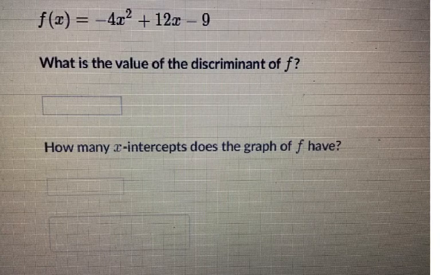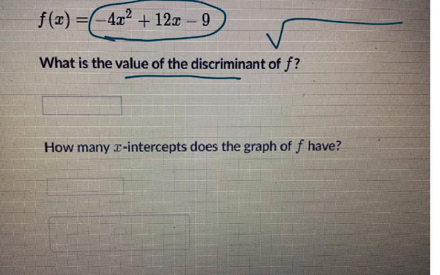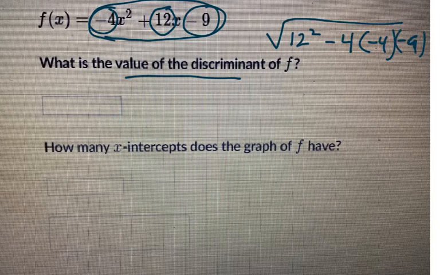This time, they did not give us a graph. They gave us the equation, though. So, what is the value of the discriminant? Well, let's do it. We have the square root, and the b is 12, so we're going to do 12 squared minus 4 times our a, watch your signs, is -4, times c, which is -9.